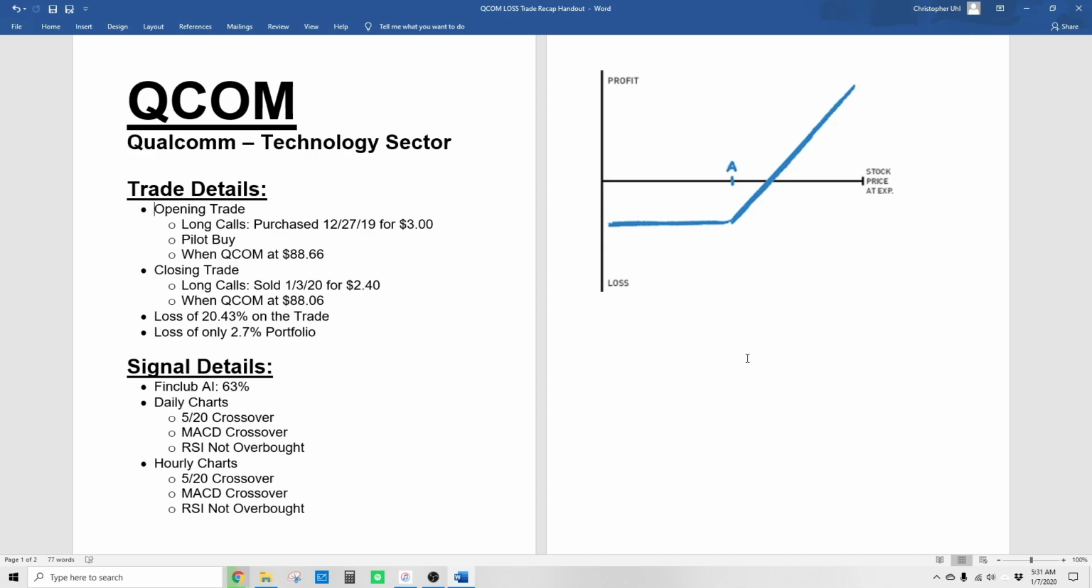So we're looking first at Qualcomm. The opening trade on this, we bought calls on 12/27 for $3. And I called this the pilot buy. And that was at 88.26 when Qualcomm was at 88.26. The closing trade was on, no, that's not right either. I updated this, but the deal with this is it actually expired on January 3rd. And I was looking at the chart, which I'll show you in a minute. And I was like, there's no possible way that I held this to January 3rd. Not possible, because it didn't fit the plan had it gone to January 3rd. So I'll show you a little bit about that too. That was the expiration of the strikes there.